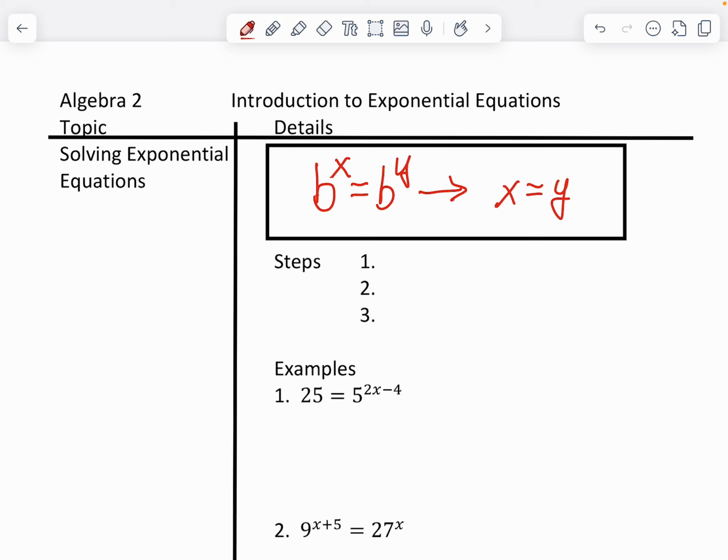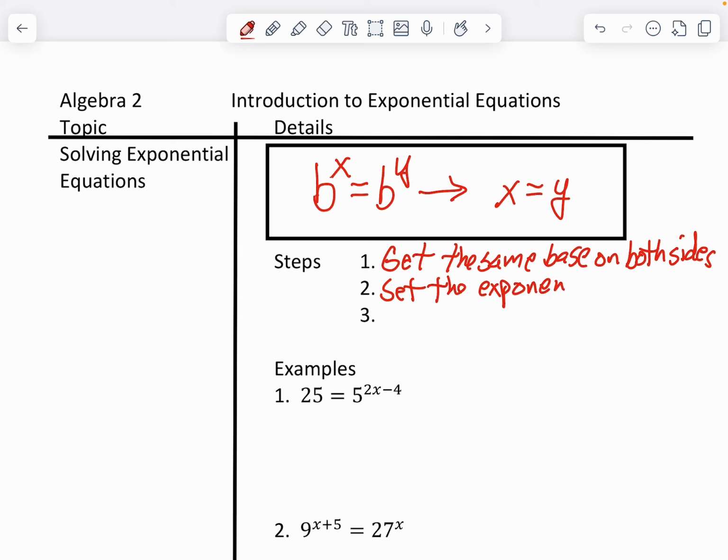So that tells us that if we can get the same base on both sides of the equation, then set the exponents equal, then we'll be able to solve the exponential equation. Let's take a look at this first example.